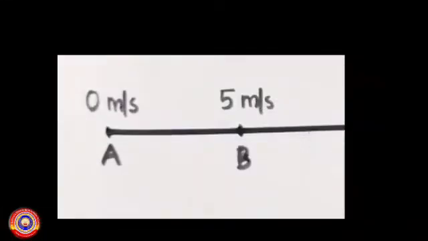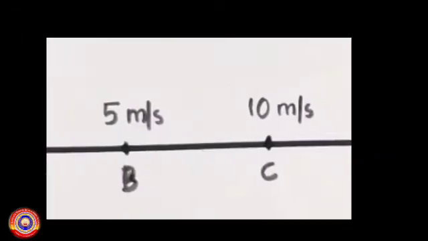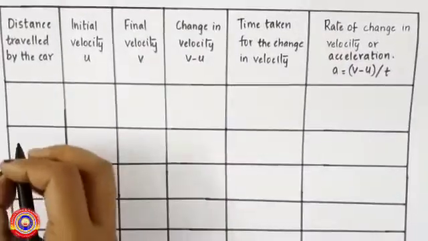Consider the journey of the car from A to B. At 0 seconds, the car has just started the journey, so it is considered as the initial velocity. And the final velocity is the velocity of the car at B, that is 5 meter per second. Another one, journey from B to C. The initial velocity is 5 meter per second, which is at B, and the final velocity is 10 meter per second, which is at the point C. Based on this, let's try to complete the table, and it is in your textbook.